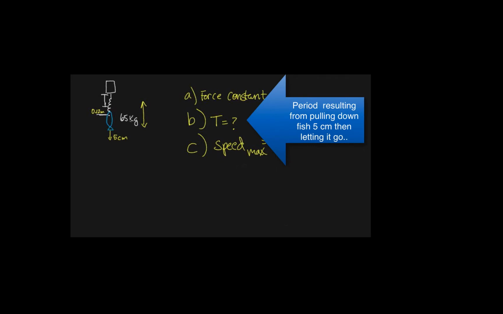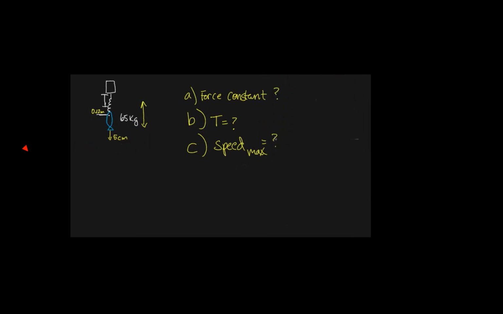So if you take the fish and pull it down an additional 5 centimeters and release it, it'll start oscillating up and down. I want to know what is the period of that oscillation and what is the maximum speed of the fish.